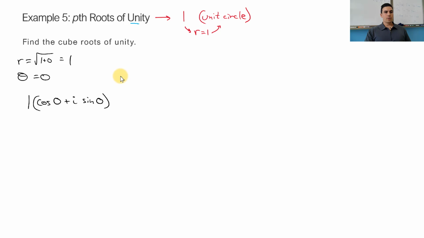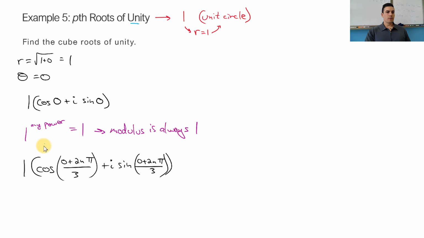Now, if I were to go ahead and find the cube roots, again, my p value is 3. So we would say 1 raised to any power now is 1, right? So our modulus in this case is always 1. So anytime you see roots of unity, you know that your modulus is always going to be 1. So using our formula, I'll have always 1 times cosine of 0 plus 2n pi over 3 plus i sine 0 plus 2n pi over 3. We can get rid of that 0 there, and that's just going to be cosine 2n pi over 3 plus i sine 2n pi over 3.